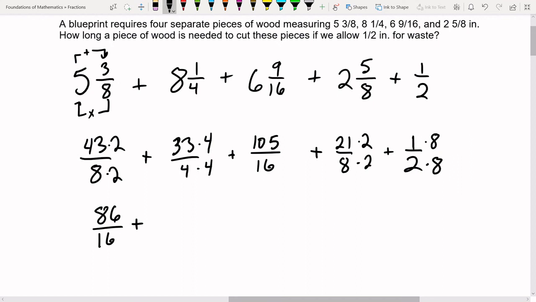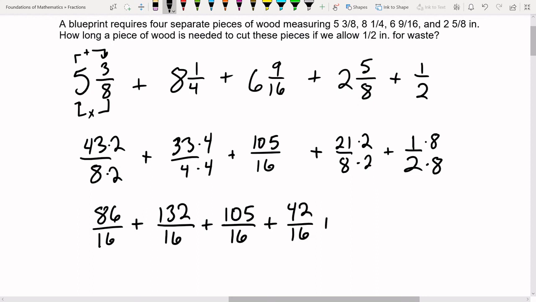plus, let's see, 132. Okay, that's what I thought. Wanted to make sure. 105 over 16, 42 over 16, and 8 over 16. So now you see we do in fact have common denominators here. So all we have to do is add the numerators. I'm going to use a calculator. I'll make it much faster.